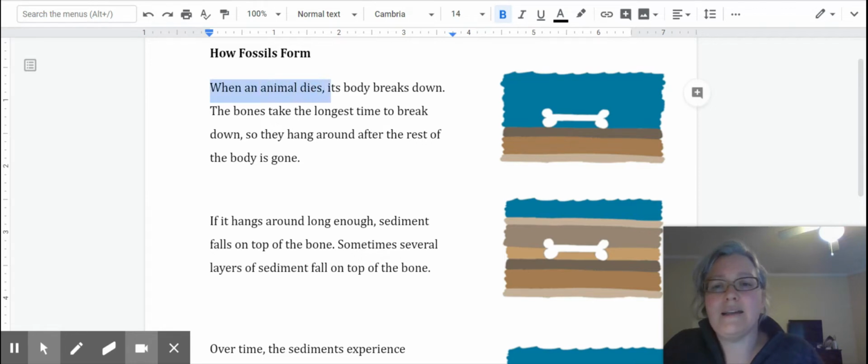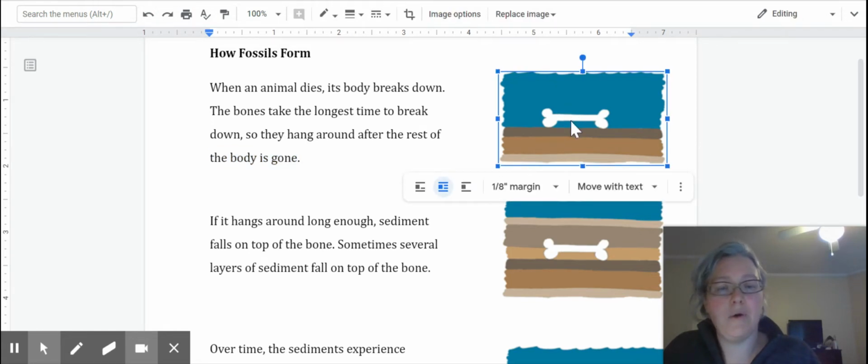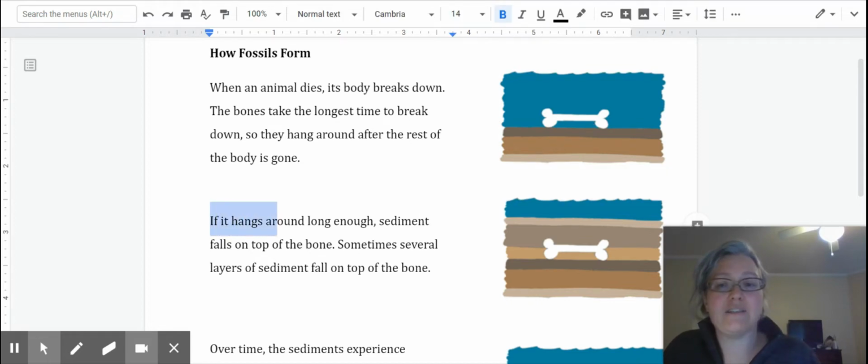When an animal dies, its body breaks down. The bones take the longest time to break down, so they hang around after the rest of the body is gone. And I see over here in my picture a bone hanging around. It's on top of some layers, so I'm guessing this is sedimentary rock. But the white part is the actual bone from the animal, because that's what it's talking about in the text here. If it hangs around long enough, sediment falls on top of the bone.